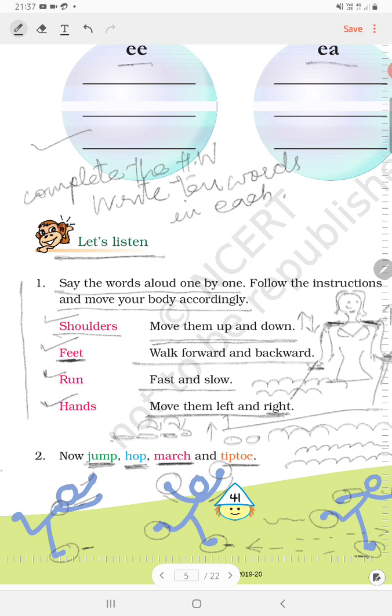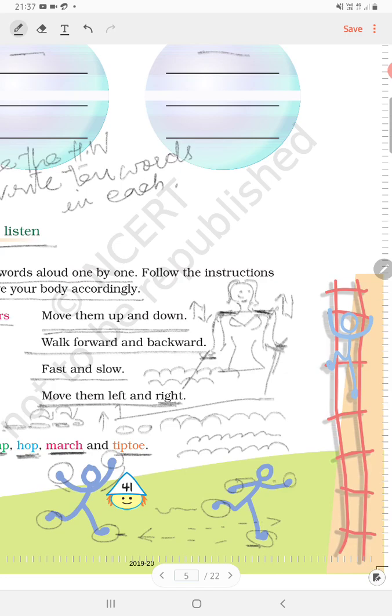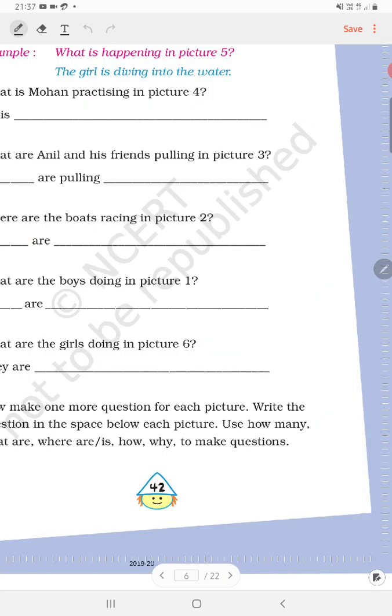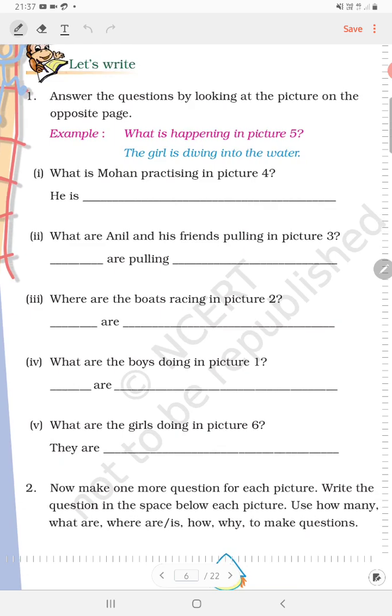Okay, beta. Now we move on to the next page. Turning on to the next page. Yes, here we will follow on page number 42. Let's write. Answer the questions by looking at the pictures on the opposite page. We will turn the page. First, let's read each one.